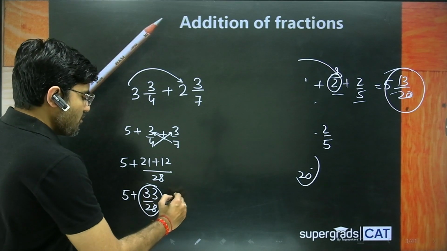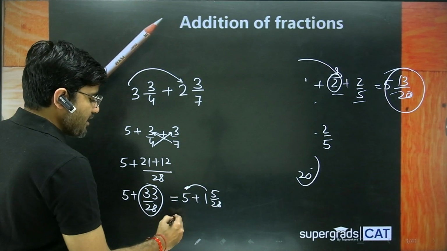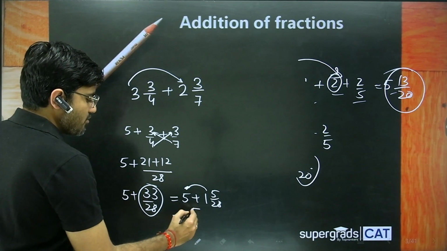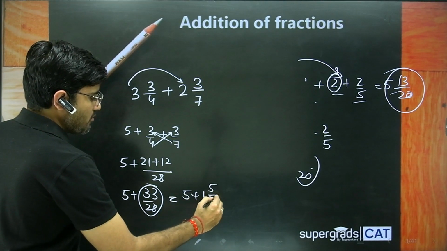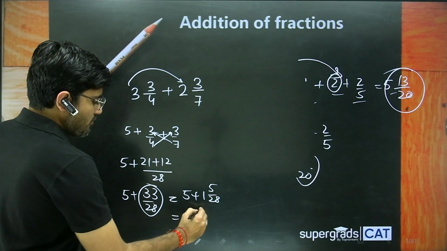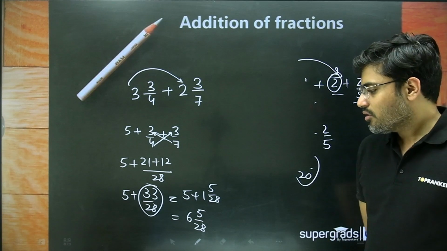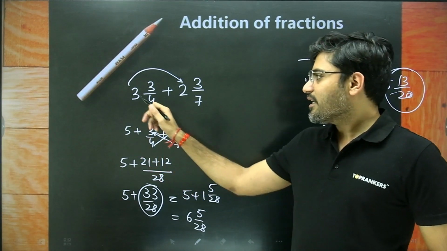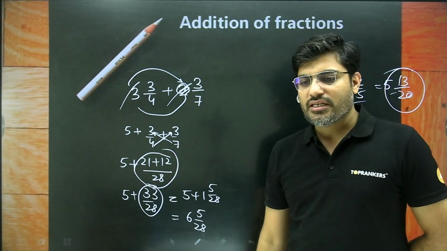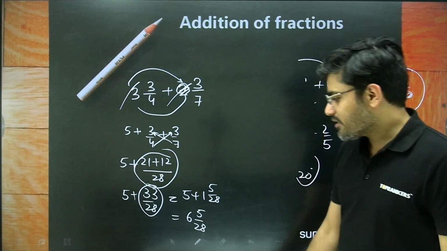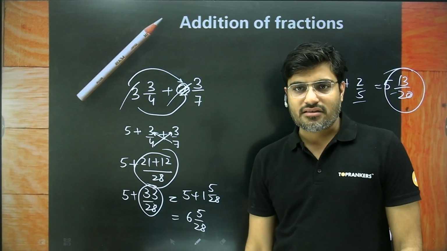So how can we write this? 5 plus 1 5 by 28. Again, the integer will get added here, and we'll get 6 5 by 28. 5 plus 1 5 by 28, or I can write it as 6 5 by 28. So how easy it became, right? By adding integer to integer, we removed 3 and 2 from the picture, and 3 by 4 remained. From this an improper fraction was formed, so we converted it back to mixed. How many times does 28 go into 33? One time, and the remainder will be 5, so we have written it again. So we can use or keep this in mind as well. Is that clear?